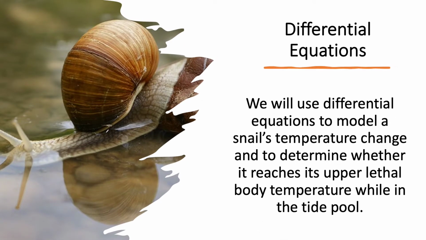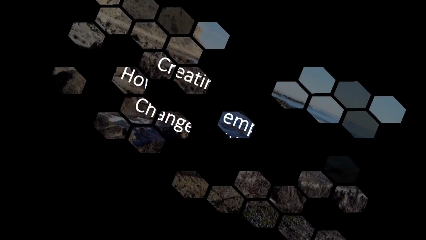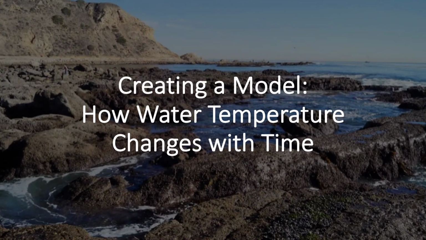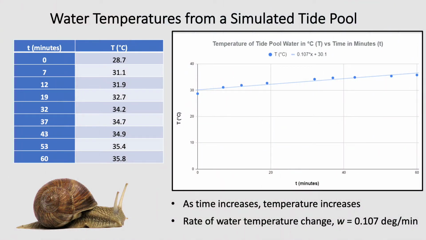We are going to use differential equations to model the change in the snail's temperature, as well as to determine whether the snail will reach its upper lethal body temperature while in the tide pool. To begin, we will create an initial model that demonstrates how water temperature changes with time. We will use experimental data that was collected from a simulated tide pool. The water temperature in degrees Celsius was collected over a 60-minute time period, as seen in the chart.